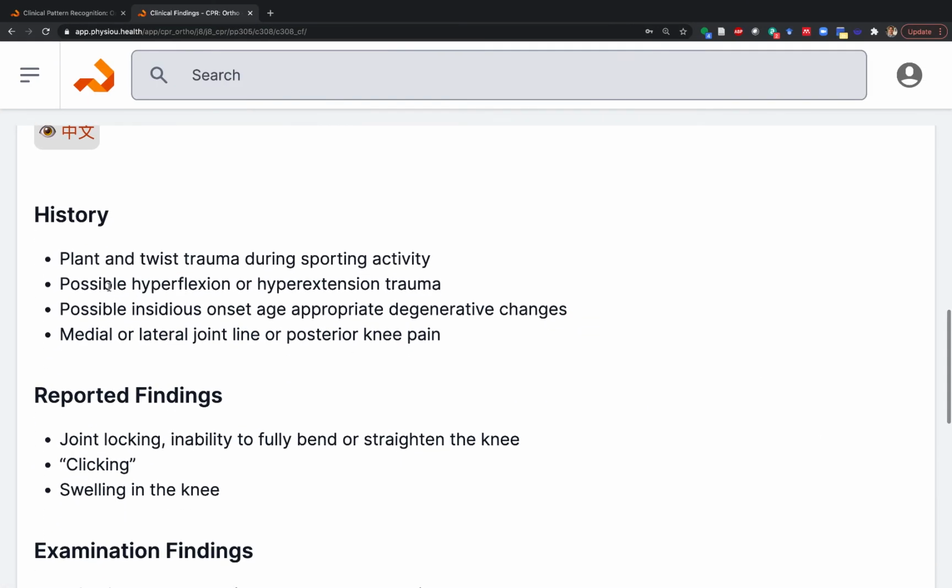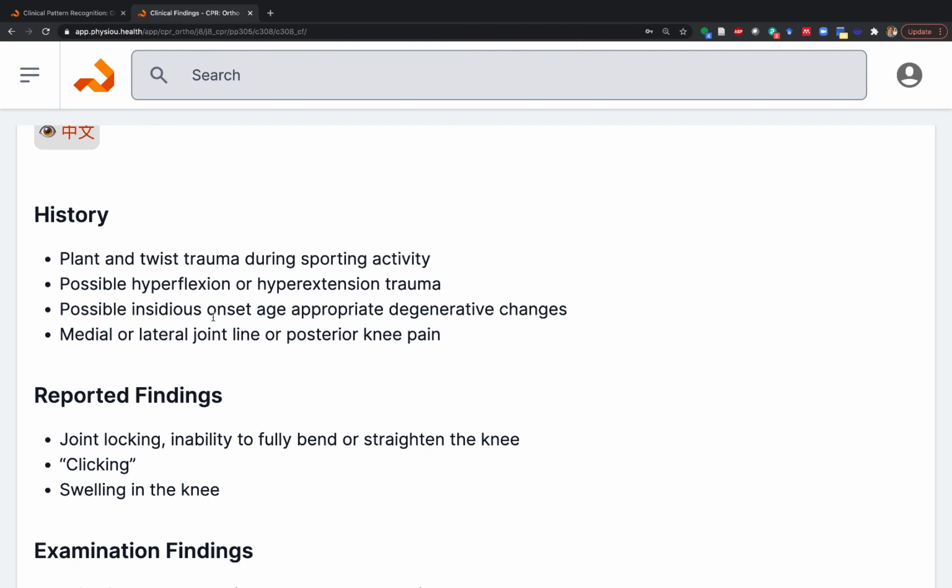If you look at the history, what are patients telling you about? Well, plant and twist trauma during sporting activity, right? I've loaded the meniscus, I'm twisting on it, and now I have torn part of my meniscus. It's also possible that hyperflexion or hyperextension trauma can lead to meniscal damage. There's also the possibility of insidious onset of meniscal injury.